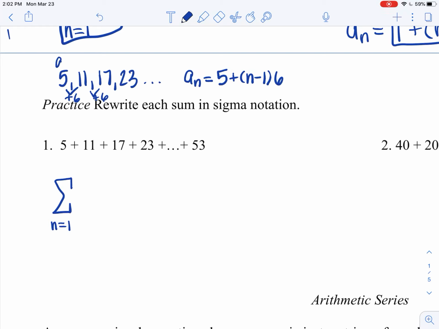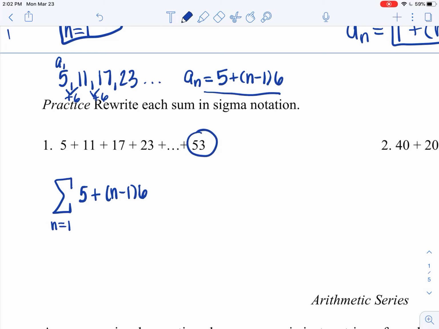So when you create the rule for sigma, you want to always start with n equals 1 because based on what we use for sequences, we always start with n equals 1. We'll talk about how you can find the upper bound in this situation in just a second. The a sub n rule that you create, without actually writing a sub n, goes inside the sigma, so 5 plus n minus 1 times 6.